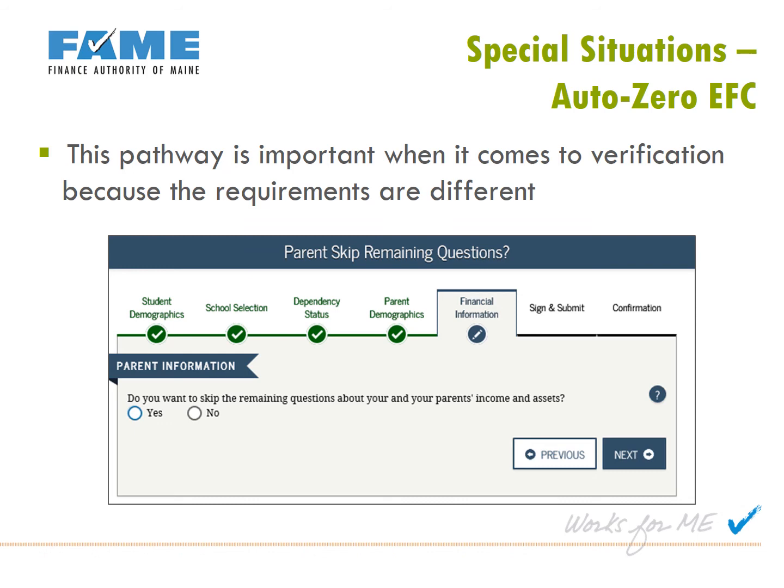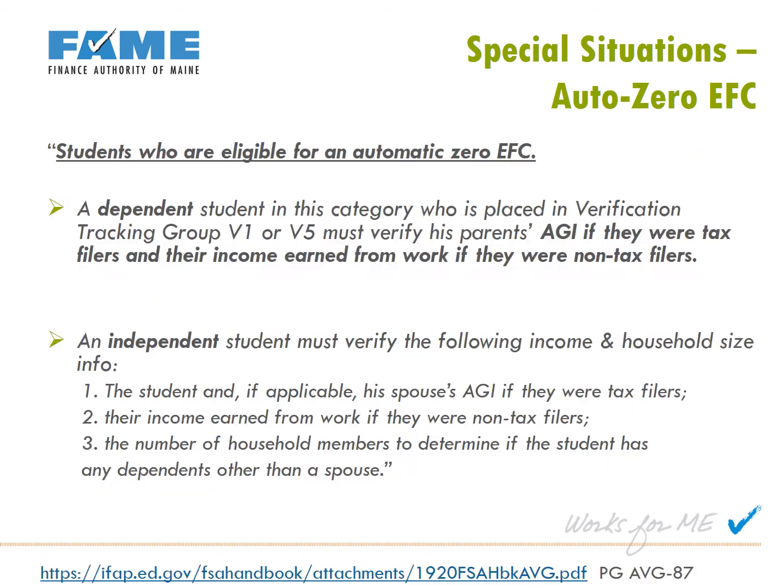But think about that information you have to verify. It's not going to be there. It's not even going to be required on the FAFSA. So what's verified for them is just a little bit different from someone who didn't qualify for this. So if someone is selected for verification and they have an Auto Zero EFC, this is what we have to verify.